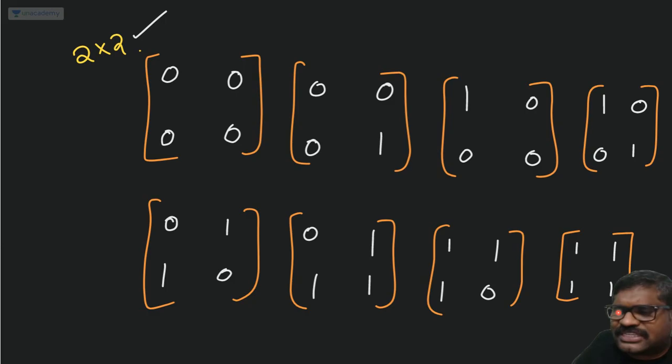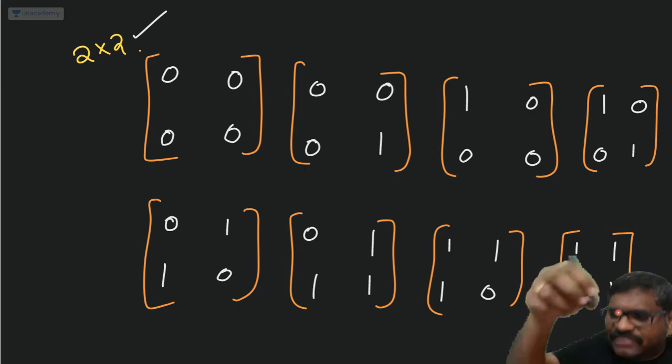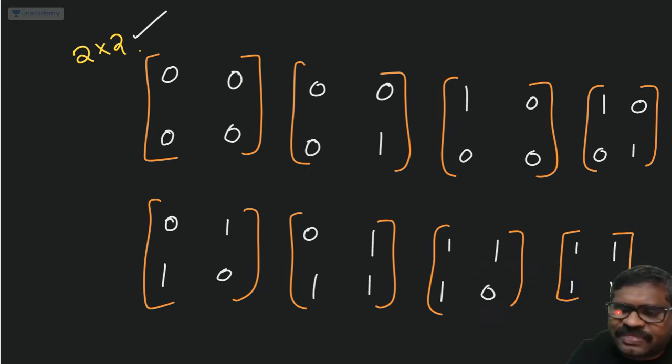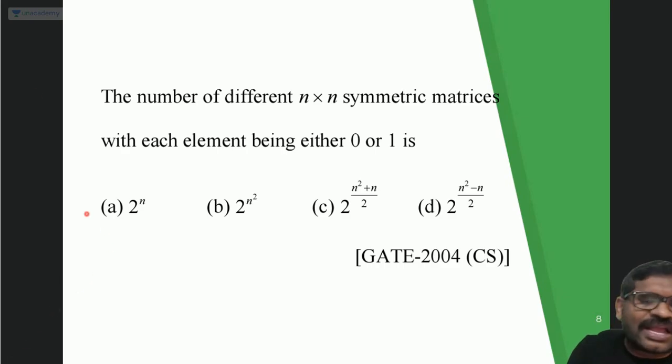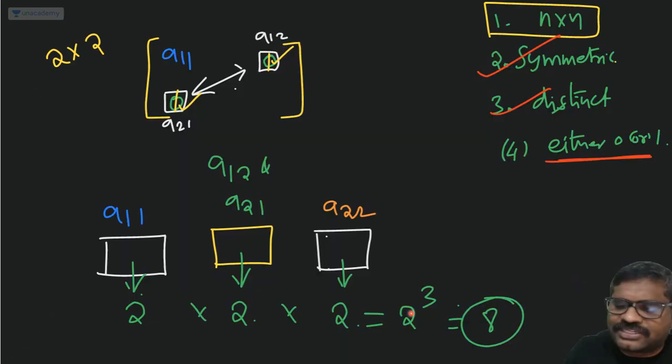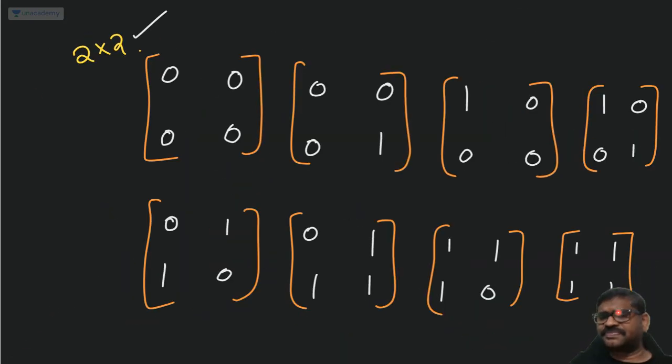All are distinct or not? Either 0 or 1. It is not our choice. It is given in the data. They have given either 0 or 1. It is not our choice. Now, how many distinct? 8 distinct matrices. 8 distinct 2 cross 2 symmetric matrices with each element being 0 or 1.